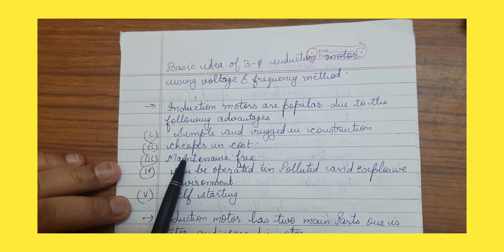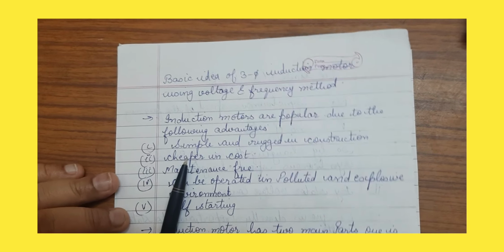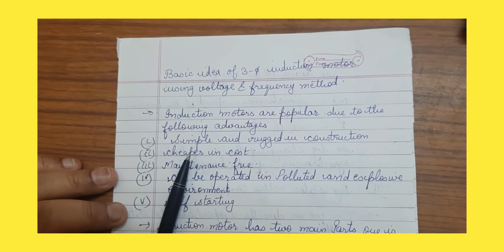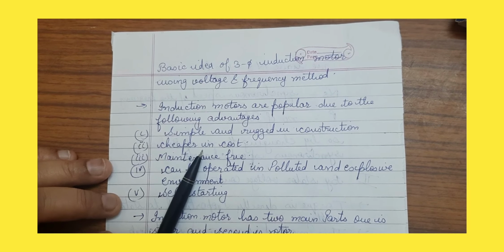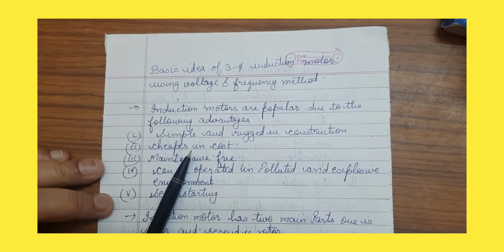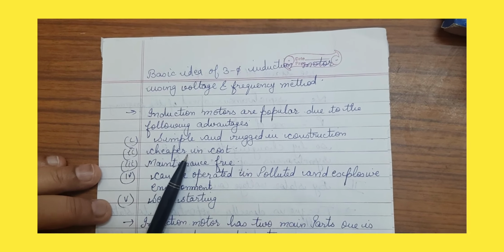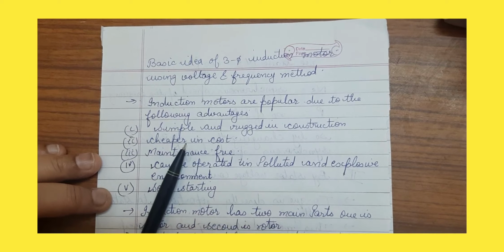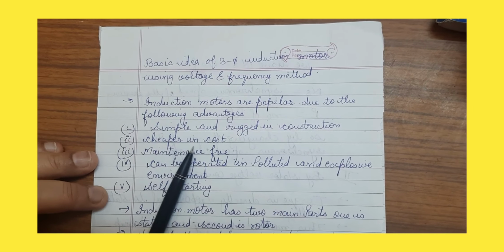In this topic, we are discussing the basic idea of the three-phase induction motor speed control using the voltage and frequency method. This is the last topic of chapter 6, that is motor, and also the last topic of the power electronics subject.